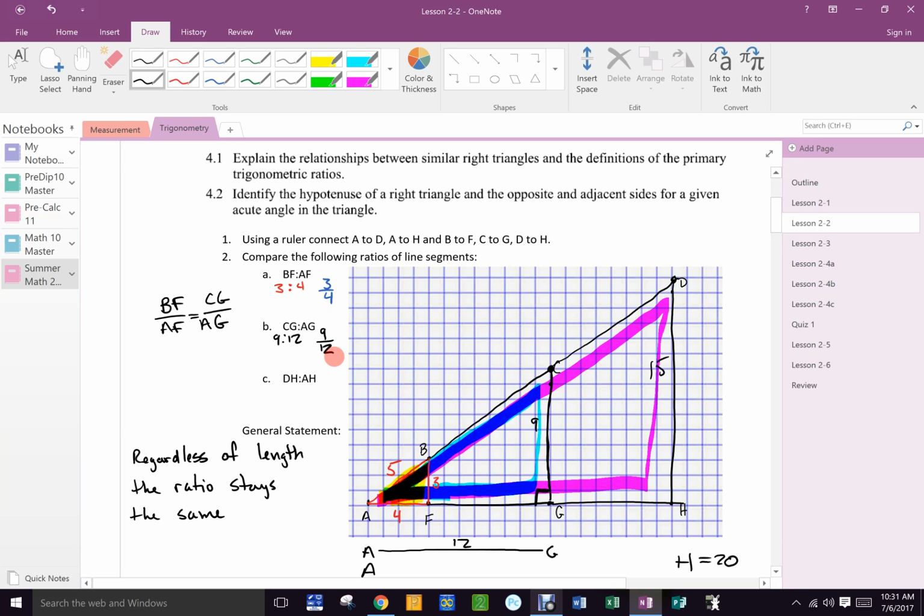Now, we all hate fractions. What do we like better than fractions? Decimals. How do I turn that fraction to a decimal? Divide, right? So, if the ratio stays the same, what does that mean about the decimal? The decimal stays the same.